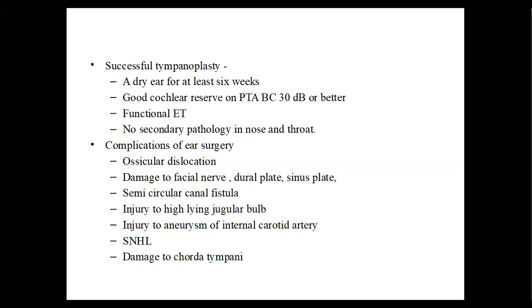That is, it can cause noise-induced hearing loss because of the drilling, leading to sensorineural hearing loss. Then damage to the chorda tympani. Most of the time, the patient will come with a change in taste sensation in the lateral border of the tongue. So these are all the complications you can have during the surgery.